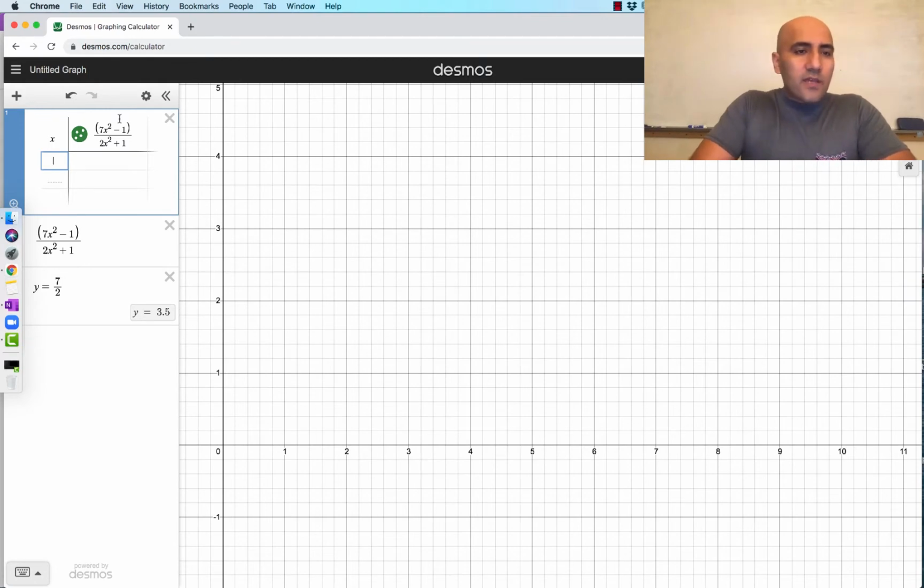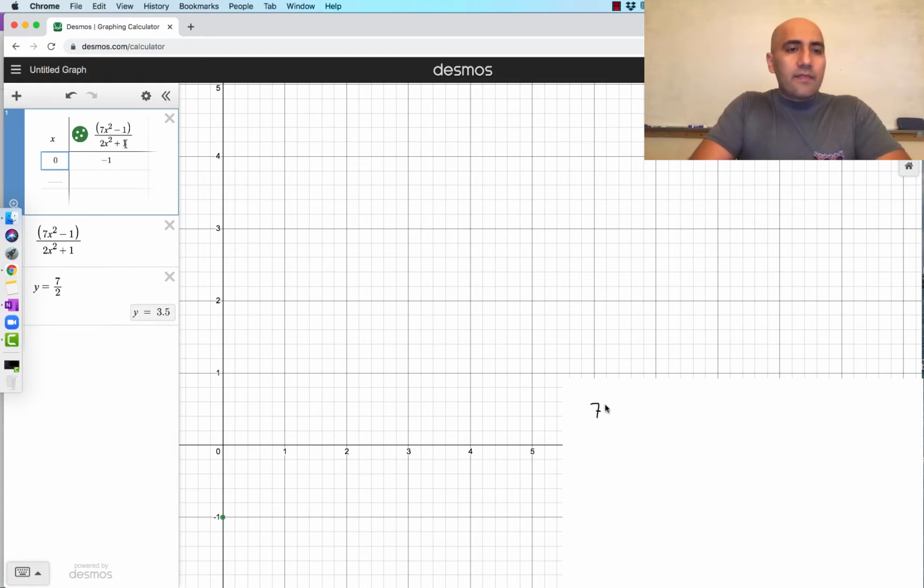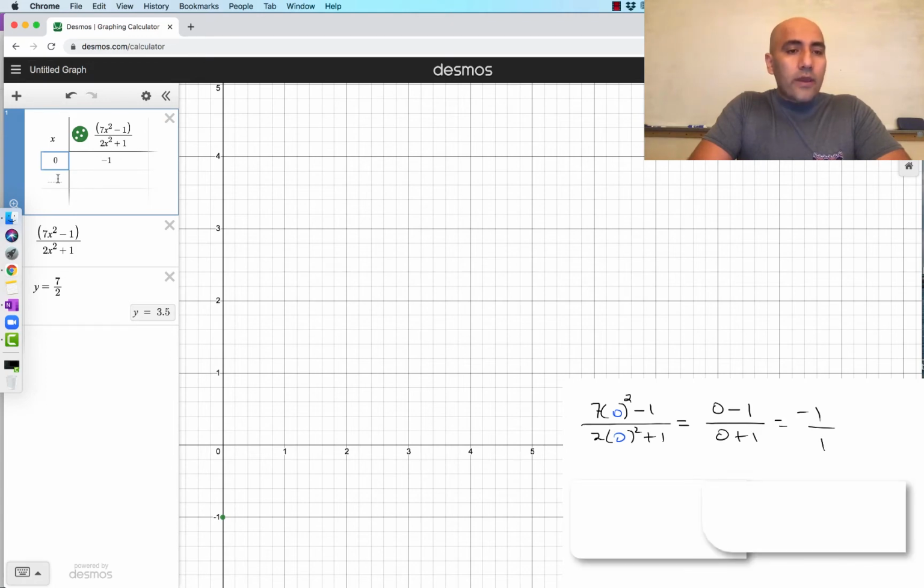Okay, so here in Desmos, I've used the table feature to put the equation that we're interested in right here. What this will do is automatically calculate the output for various x inputs. So for example, if we put a 0 in here, then this is 0 squared times 7 minus 1, which is just going to be minus 1, divided by 0 squared times 2 plus 1, that's just going to be 1. So we just get a negative 1. Okay, and it'll automatically graph it over here so we can get a visual of that ordered pair, 0 comma negative 1.